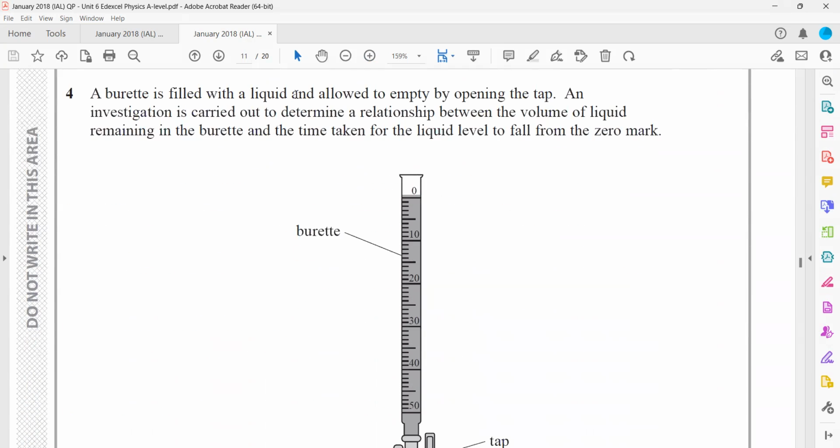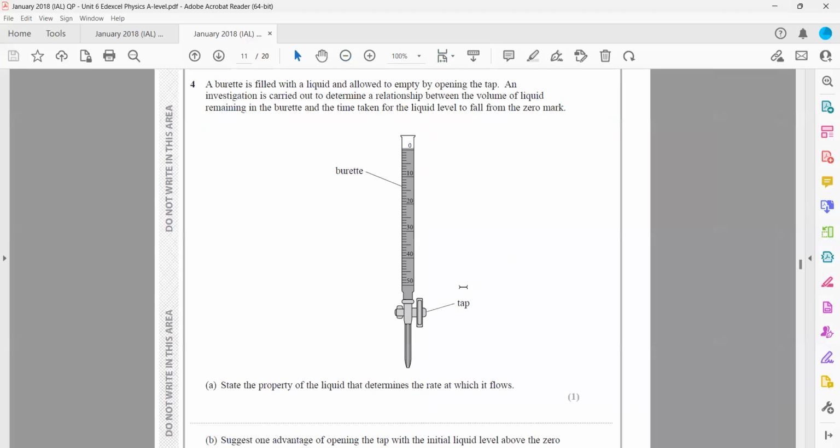In question 4, a burette is filled with a liquid and allowed to empty by opening a tap. An investigation is carried out to determine a relation between the volume of liquid remaining in the burette and the time for the liquid to fall from the 0 mark. State the property of a liquid that determines the rate at which it flows. We call that viscosity. Viscosity is a property of a material which decides how much time it will take to flow.